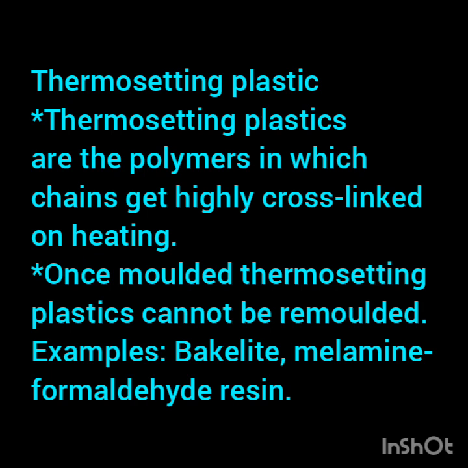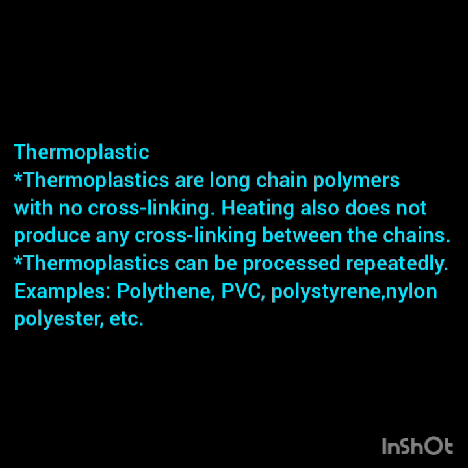Bakelite is used for making cooker handles, switches, etc. Melamine is used for making kitchen things like plates, bowls, etc. Thermoplastic. Thermoplastics are long chain polymers with no cross linking. Heating also does not produce any cross linking between the chains.